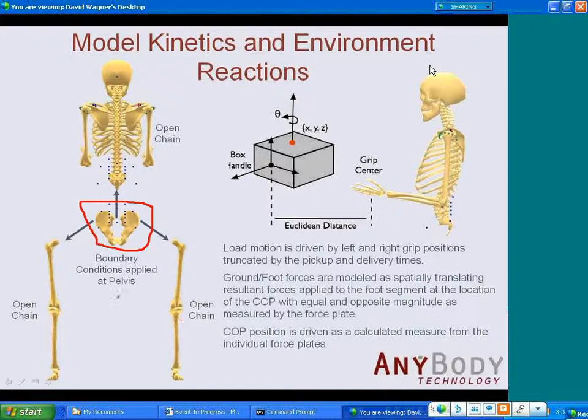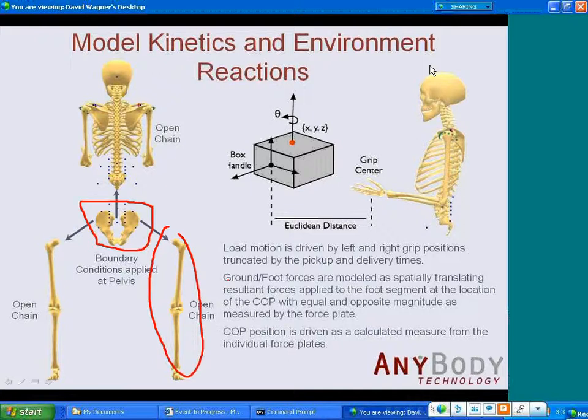Which leaves open chains for the torso and the two legs. The forces that were applied at the feet were only applied when the person was standing on the force plate, essentially when we had center of pressure data. For all other times when the foot was not on the force plate, the only forces applied were due to the inertial effects and just the mass of the leg due to gravity, instead of supporting the complete body weight of the mannequin.